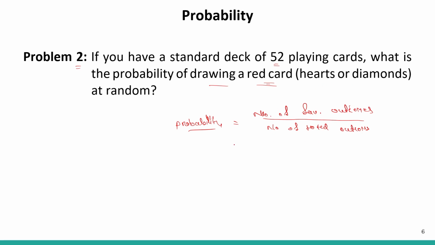So what will it be? It will be 13 plus 13, that is equal to 26, and number of total outcomes will be 52, right? So it will be 1 by 2. Because the number of total hearts is 13, and the number of total diamonds is 13. So summing these two, we are left with 26. So the number of favorable outcomes will be 26, and the number of total outcomes is 52, because there are 52 playing cards.